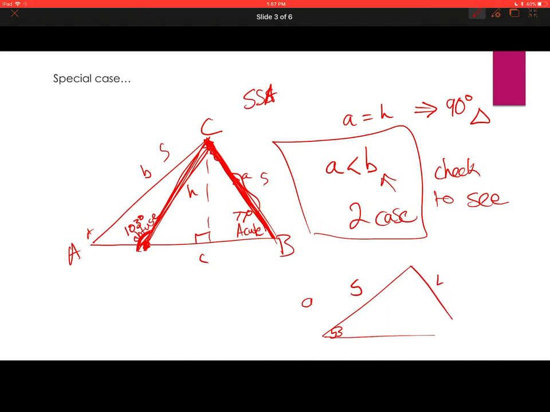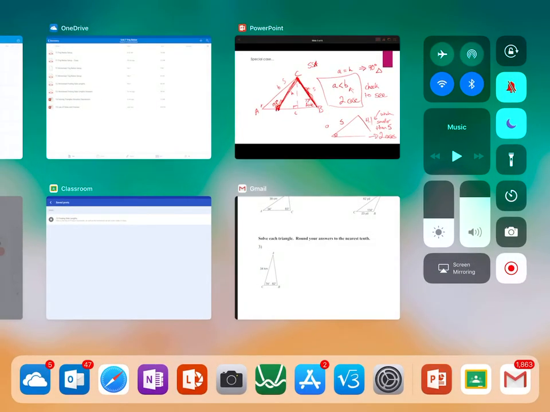For example, if I gave you something like this, let's say we had a 53-degree angle here, and a side length of 5, and a side length of 4.1. And I asked you to solve this. Well, then you see this one is smaller than the other one, smaller than 5. Then you have 2 cases, and you've got to subtract from 180. Okay, make sure you've got all these notes and be ready to work some of these problems in class.